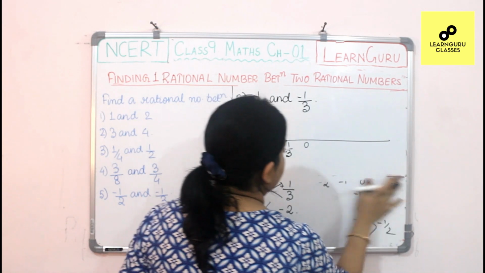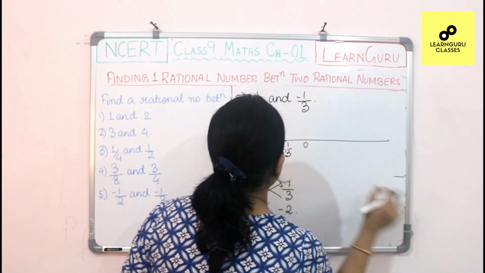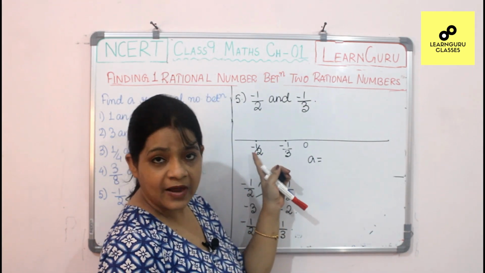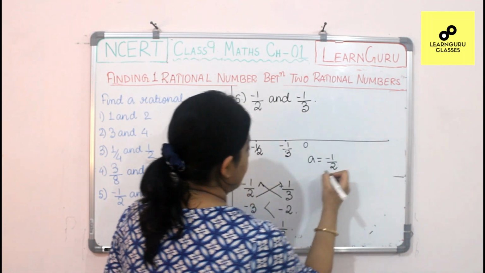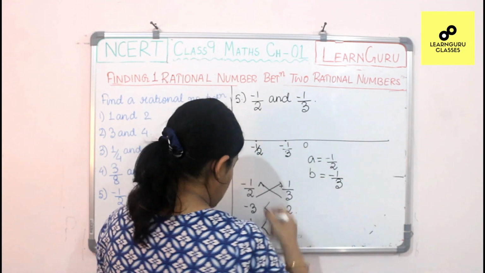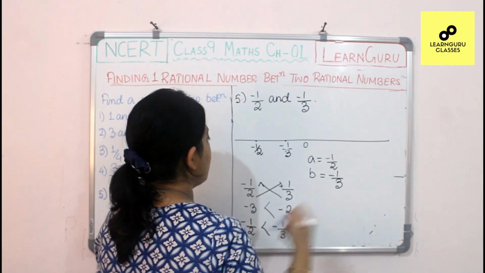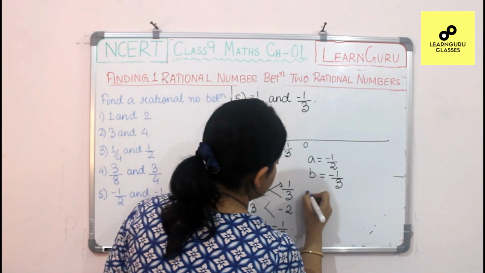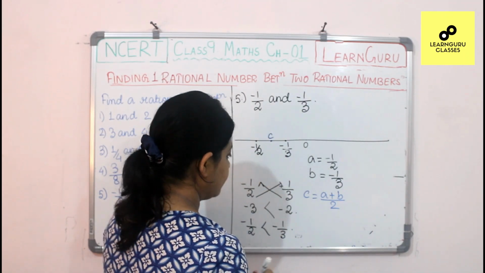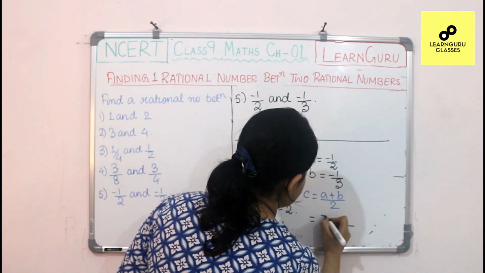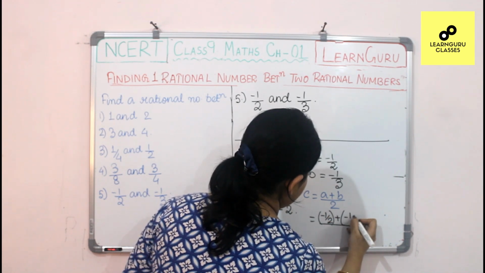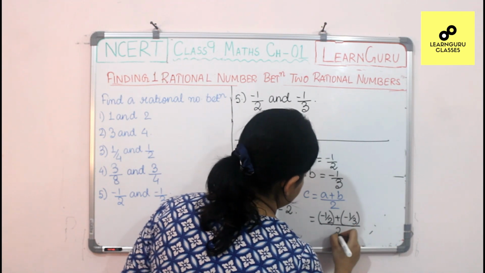Okay, so next is which one is A, which one is B. So A equal to the smaller number, which is minus half, and B is the greater number, minus 1 by 3. So your midpoint will be somewhere here. So C equal to A plus B by 2, that is minus half, plus, place it within brackets or else you will make mistakes.